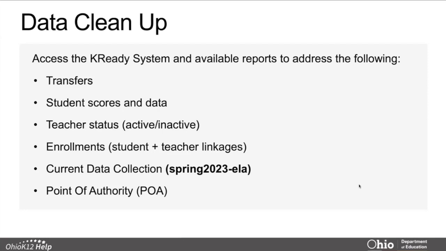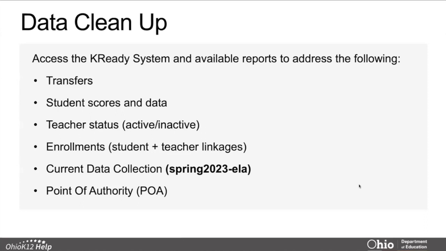Ensure that the enrollments are updated, making sure those student and teacher linkages are intact and correct, and that you're using the correct data token, which is their spring 2023-ELA. And finally, ensuring the point of authority regarding the fact that in the ELA you can share students. You want to make sure that you capture the point of authority for your location if you are in a situation where students are shared, or if there are services that are provided to students, those teachers that are providing those services submit their information so that the teacher that is assigned to that student for reporting purposes is attached appropriately.